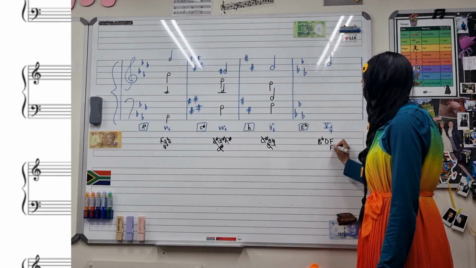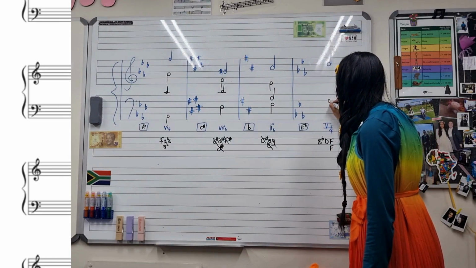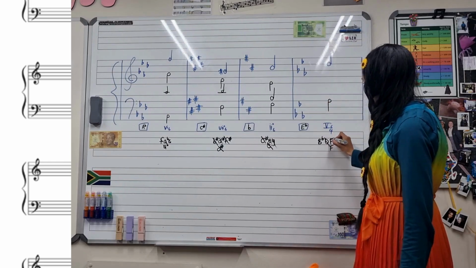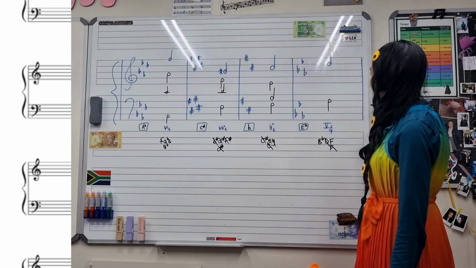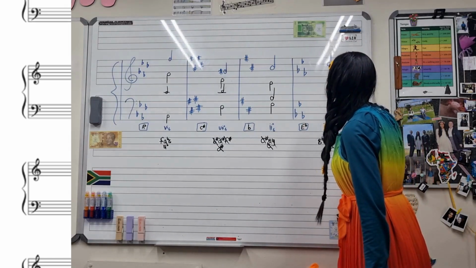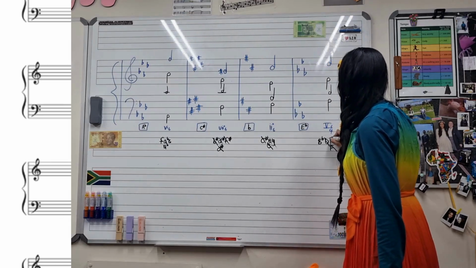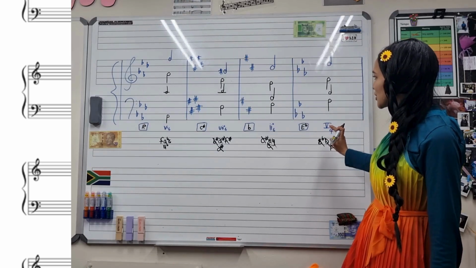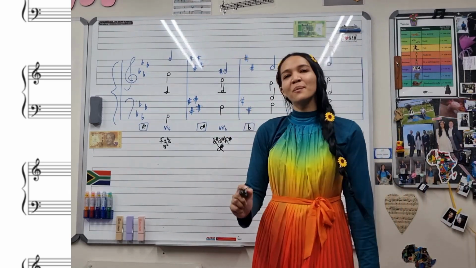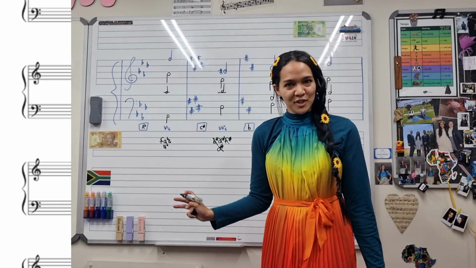So F needs to be doubled. F also needs to go in the bass. So they give us a D. We already have an F. Now I just need a B flat and an F. And I'm going to put the F in the alto and the B flat in the tenor. There we go. So good spacing, good stem direction, good doubling, and that is what we need from this question.